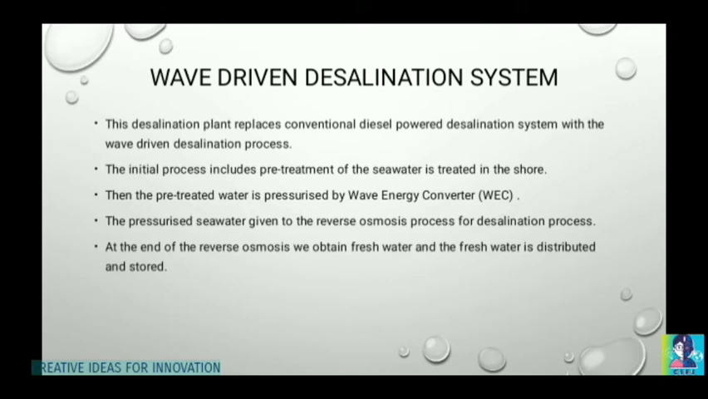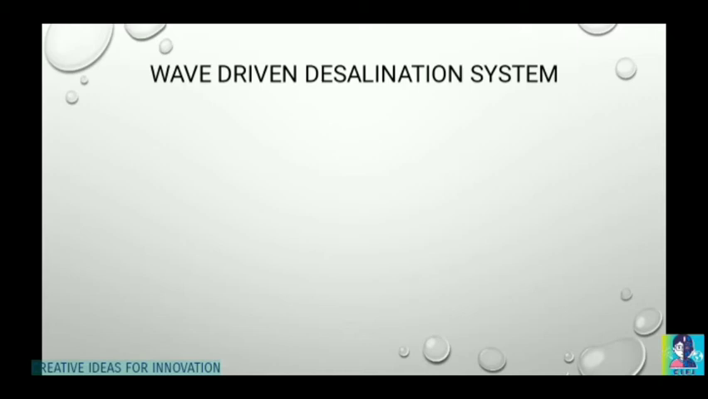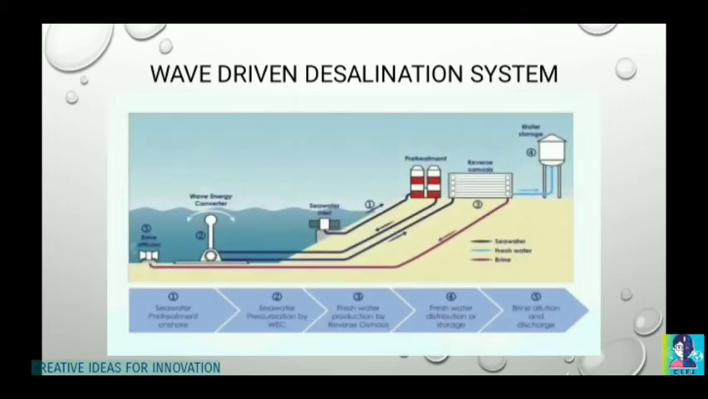The initial process includes pre-treatment, where the seawater is treated on the shore. Then, the pre-treated water is pressurized by a wave energy converter, referred to as WEC. The pressurized seawater is given to the reverse osmosis process for desalination. At the end of the reverse osmosis, we obtain fresh water, and the fresh water is distributed and stored. So, this is the overall setup for extraction of drinking water from waves.